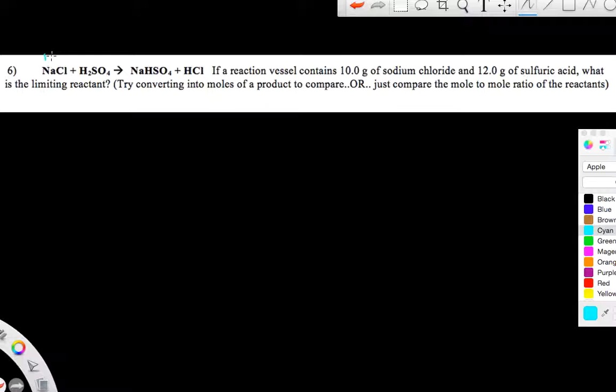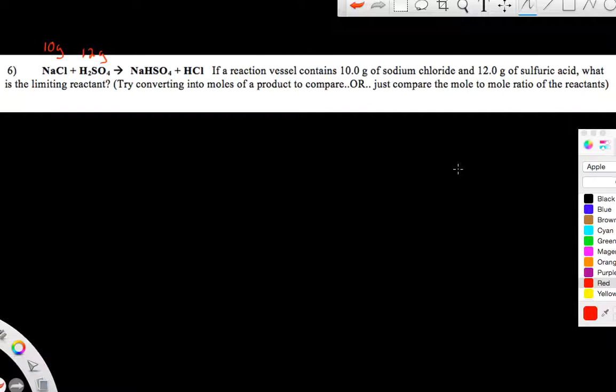It's always a good habit to get into. Do this in a better color here. So 10 grams of NaCl, or sodium chloride, and 12 grams of sulfuric acid, so that's this H2SO4, so 12 grams of that. What is the limiting reactant?